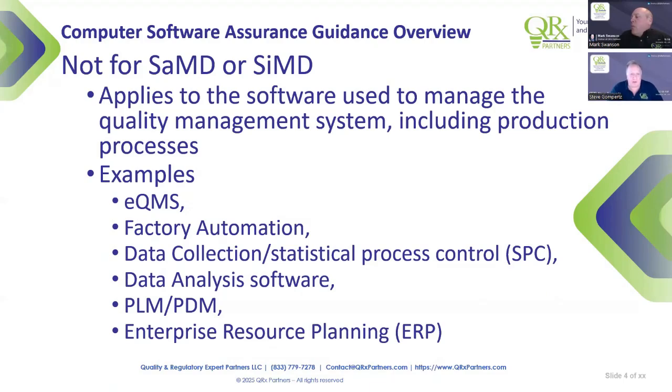Processes, right? So those clauses in the current 820 around automated systems, and that's in 1345 as well. So it's pretty broad, but again, a lot of companies just refer to it as our non-product software, which I think is a good way to think of it. But you can see in the list of examples, if you're using EQMS software, that most definitely falls under this guidance. Factory automation systems, a lot of your data collection or SPC systems could definitely fall under there.